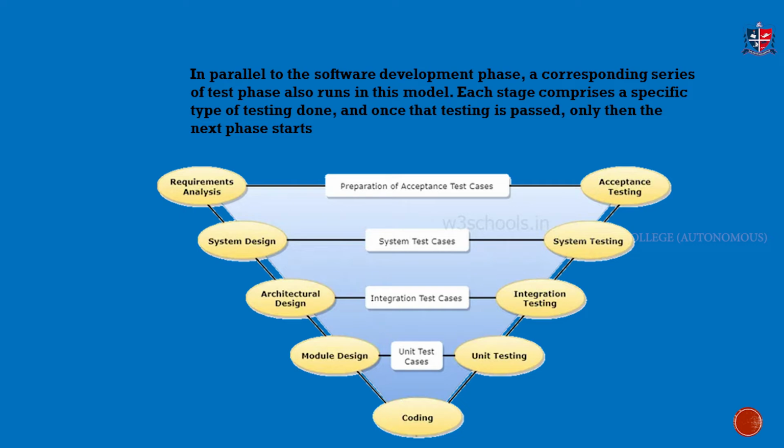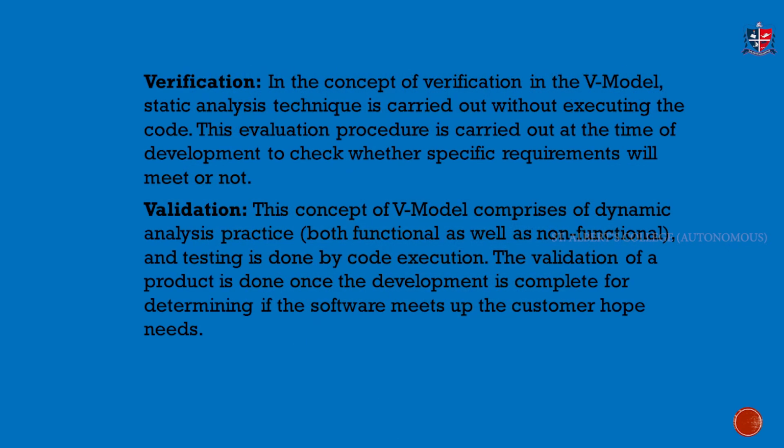In parallel to the software development phase, a corresponding series of test phases also run in this model. Each stage comprises a specific type of testing, and once the testing is passed, only then does it go to the next phase. Verification is a concept in the V model.